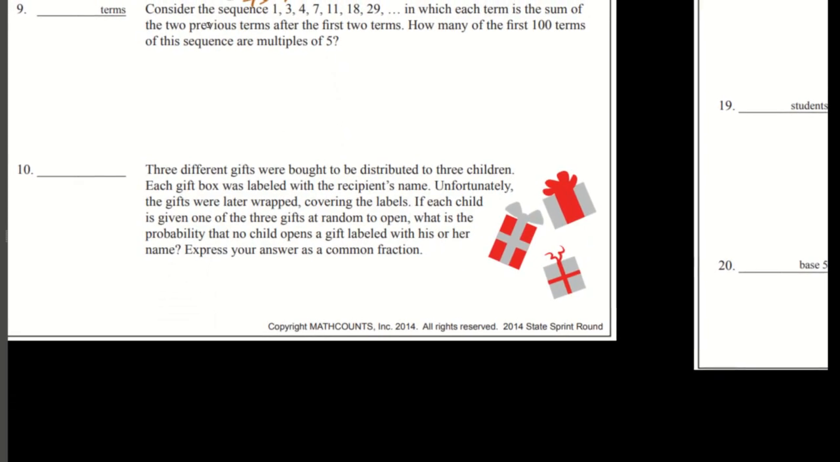All right, consider the sequence 1, 3, 4, 7, 11, 18, 29, in which each term is the sum of the 2 previous terms after the first 2 terms. How many of the first 100 terms of this sequence are multiples of 5? So how do we do this?